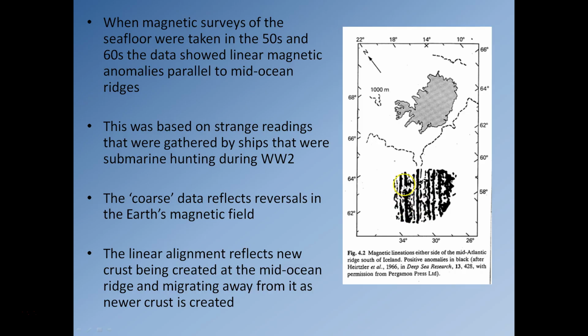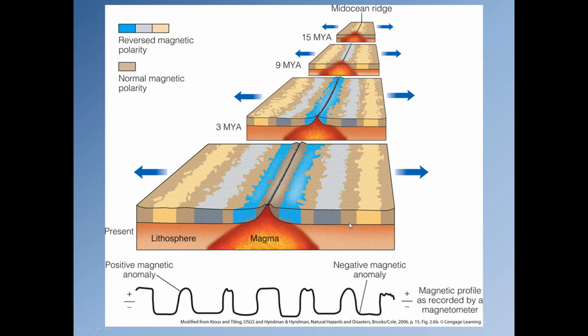Okay, so in black we have the positive anomaly. Sorry, I do apologize. That's when essentially the Earth's magnetic field is as it is now, and in white we have the negative anomalies. So what you're seeing is new crust is being made at the ridge, and it's slowly being pushed laterally away, and the crust essentially is retaining the remnant magnetic field of the Earth at the time that it formed.